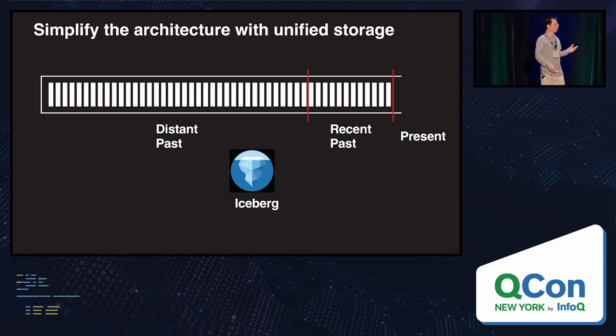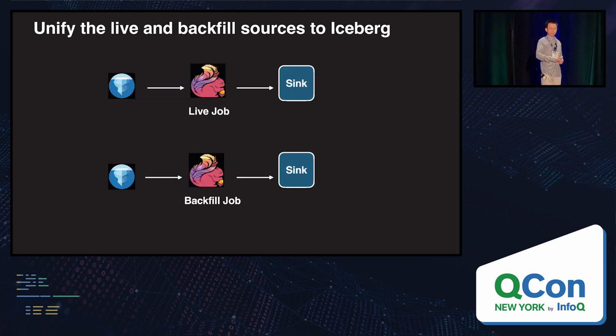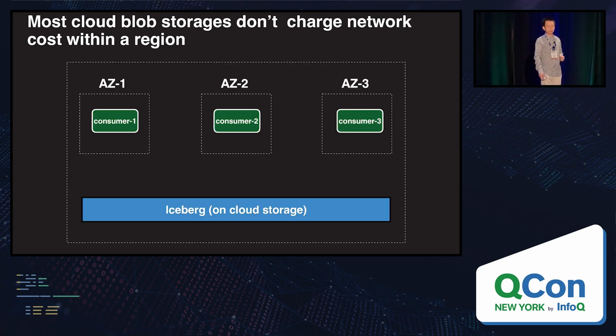This simplifies the storage architecture to a unified storage. Both recent data and historical data are stored in Iceberg, and Iceberg is used to serve both the streaming workload and the batch workload. It unifies the live job and the backfill job source to Iceberg. And most cloud blob storage, like S3, don't charge cross-AZ network costs within a region. So there's no cross-AZ network cost like you saw earlier.